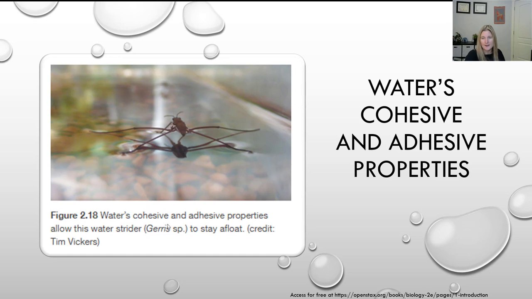Here's another example. We have the cohesiveness of water clinging together creates surface tension, and the adhesive nature of water with the toe pads of this little water strider, where it's adhering to the surface. So this little water strider can actually walk across the water, no problem staying afloat. So it's not going to actually go into the water, like if you floated on top of the water, it's still going to push you down.